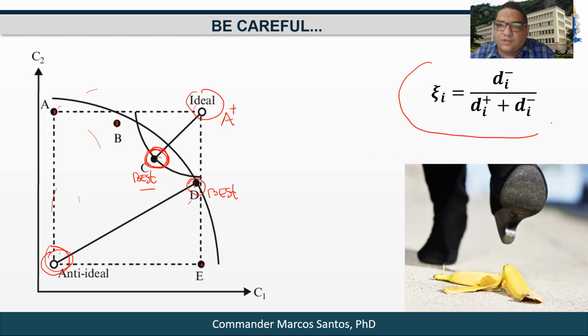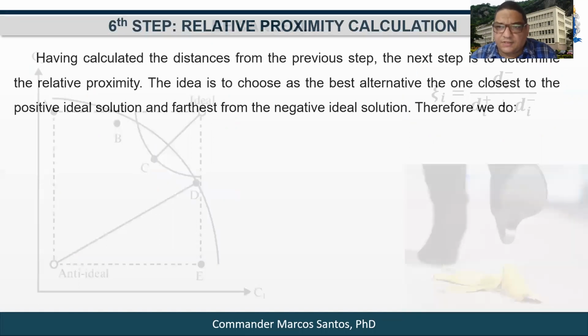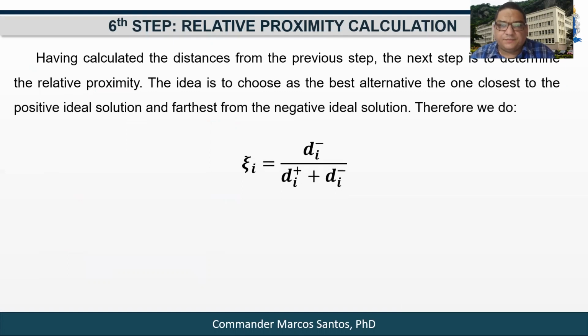That's why I need to calculate this expression. This is a Greek letter called C. C equals negative D over positive D plus negative D. So let's calculate this expression. Relative proximity.